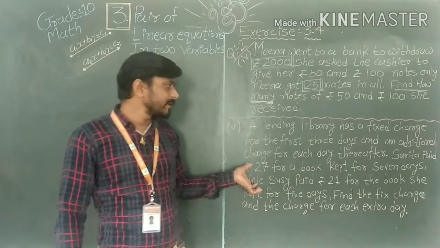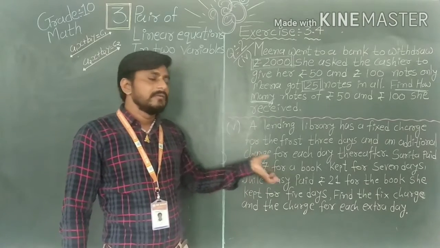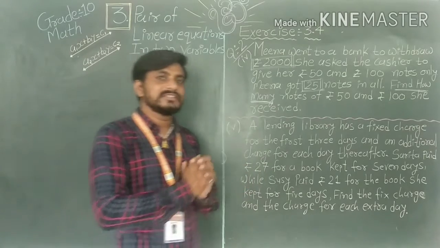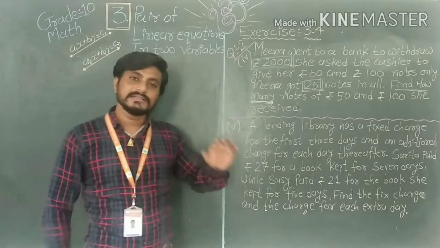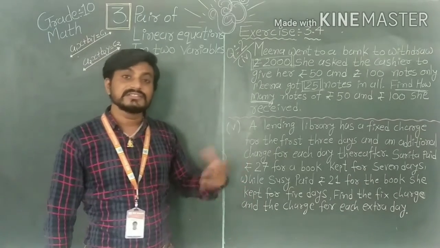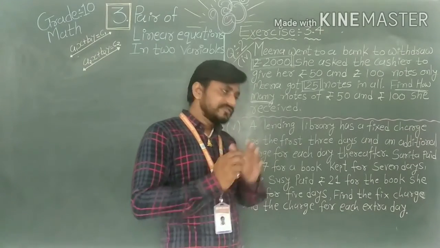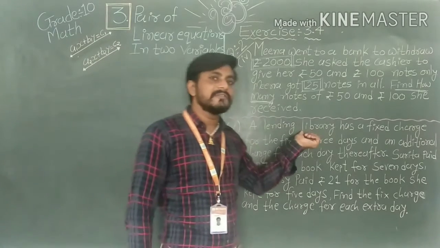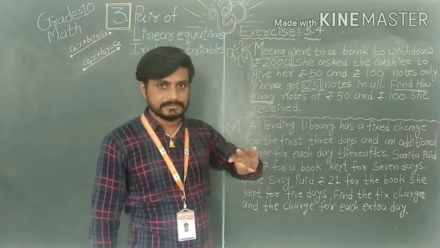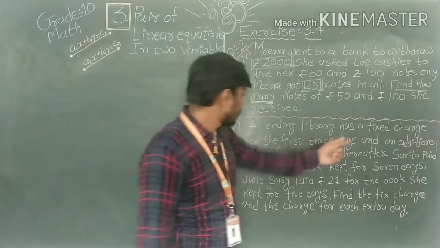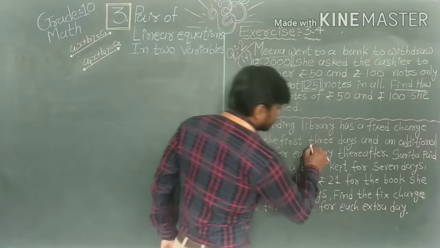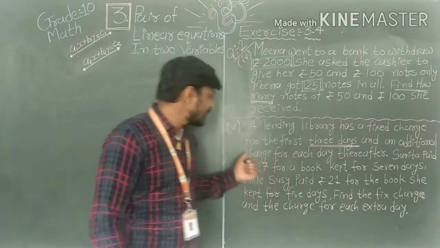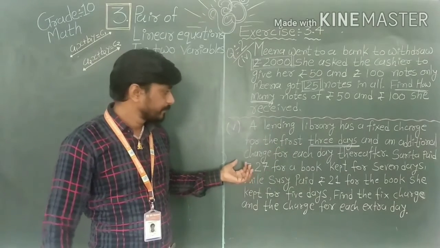Okay. If you remember, we have already done this type of example in exercise 3.3, but there it was about taxi charges. There is a fixed taxi charge and charges per kilometer. In a similar way, here there is a library that has a fixed charge for 3 days. Fixed charge for how many days? 3 days. And additional charges are also added.